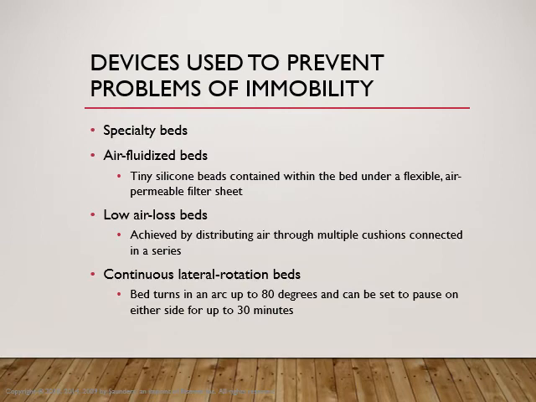Devices used to prevent problems of immobility. Specialty beds, air fluidized beds, which have tiny silicone beads contained within the bed under a flexible, air-permeable filter sheet. Low air loss beds, achieved by distributing air through multiple cushions connected in a series. Continuous lateral rotation beds. The bed turns in an arc up to 80 degrees and can be set to pause on either side for up to 30 minutes.